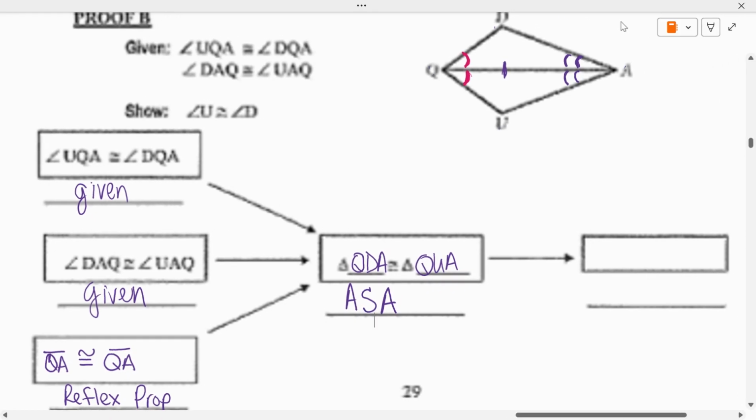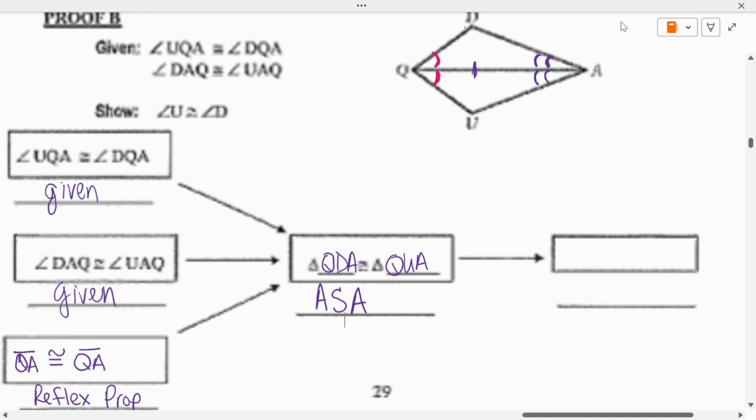Well, if that's the case, then angle U and angle D have to be congruent to each other. Notice that angle U is in the middle and angle D is also in the middle. The way that you name the triangles, the corresponding parts are in the same position, and that's how you know you've done that right. So angle U is congruent to angle D. Corresponding parts of congruent triangles are congruent. Okay.